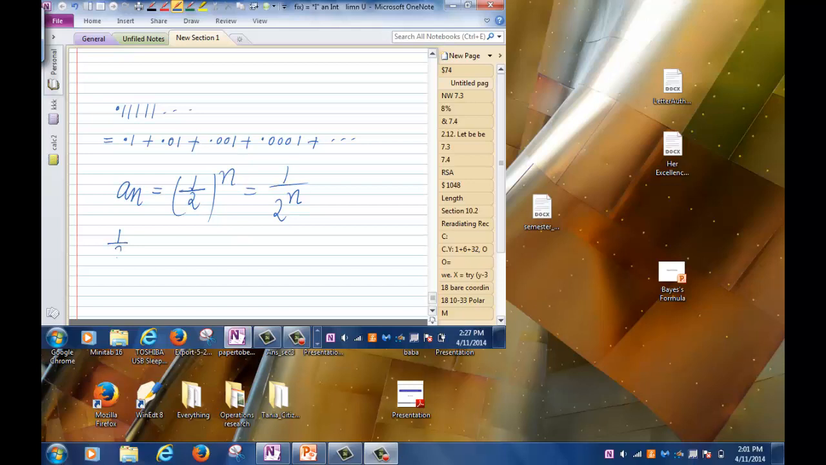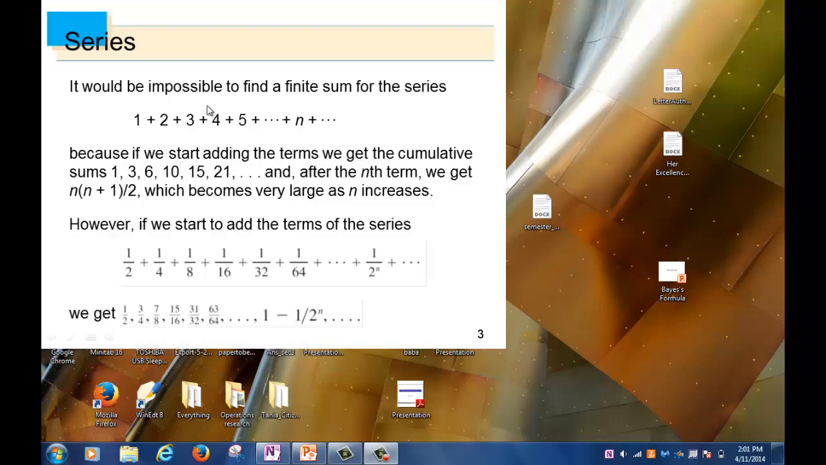So what's the first term? Half, 1/4, 1/8, 1 over 16, 1 over 32, and so on. That's the sequence we are looking at. If I add the terms of that sequence, I get this infinite sum. Does this sum make sense? If I add the first term, I get just half. The first two terms, 3/4. The first three terms, 7/8. The first four terms, 15/16, and so on.